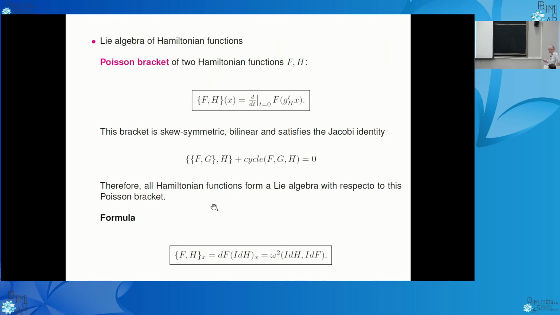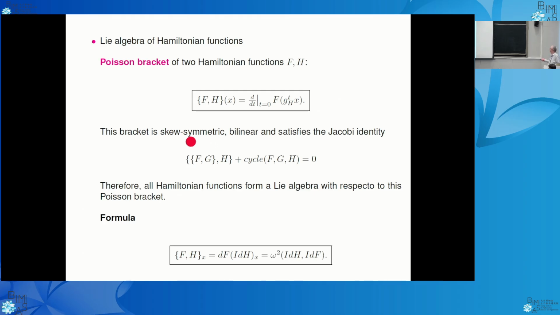Now let's go to the Poisson bracket. Suppose you have two functions, f and h. A third function can be constructed through a bracket, defined as the derivative of f along the Hamiltonian flow of h. Of course, this bracket satisfies the Jacobi identity. So basically, this bracket is a Lie algebra.